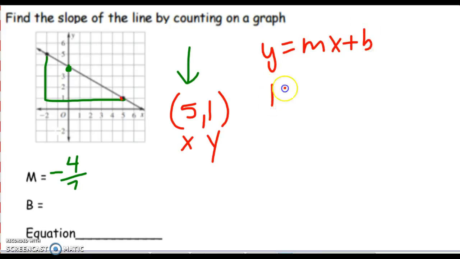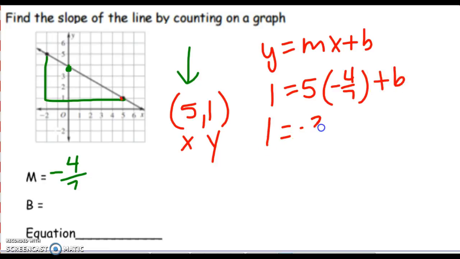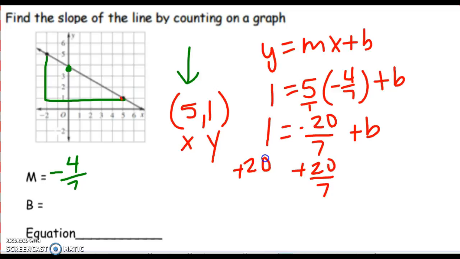So that becomes 1 equals 5 times a negative 4/7 plus b. So 1 equals a negative 20 over 7, because I just multiplied my fraction, plus b, which means I would have to add 20 over 7 to both sides. And let's change this to 7 over 7 because it's the same thing as 1, which gives me 27 over 7 equals b.